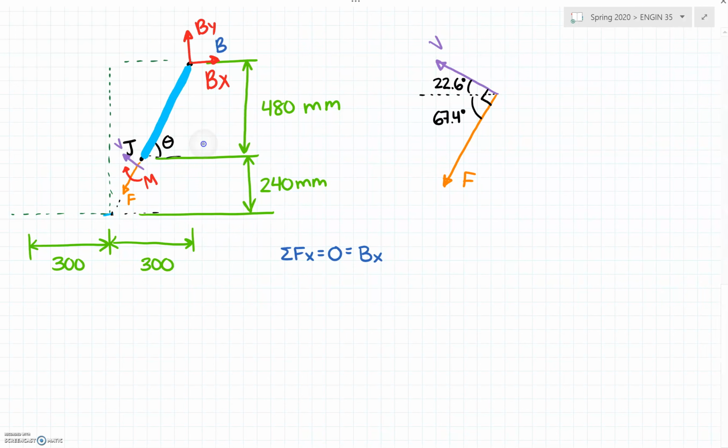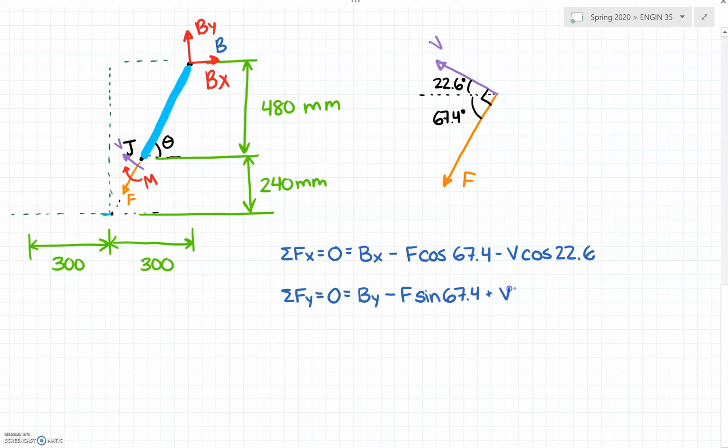So continuing my equation, I have Bx, then minus F cosine of 67.4, minus V cosine of 22.6. I'm also going to sum the forces in the y. Here I have By minus F sine of 67.4 plus V sine of 22.6.